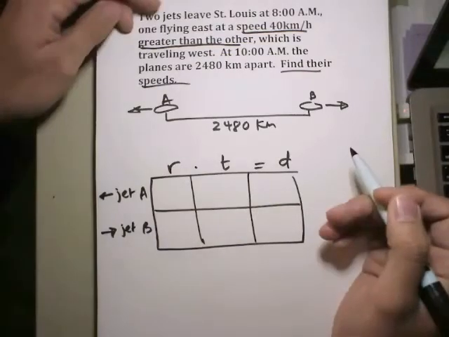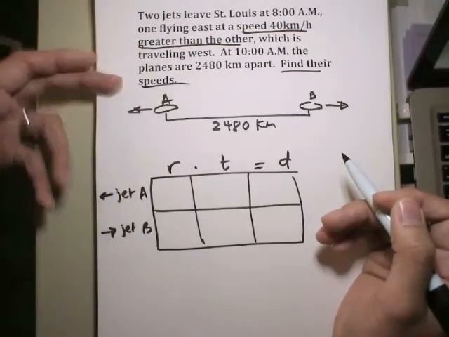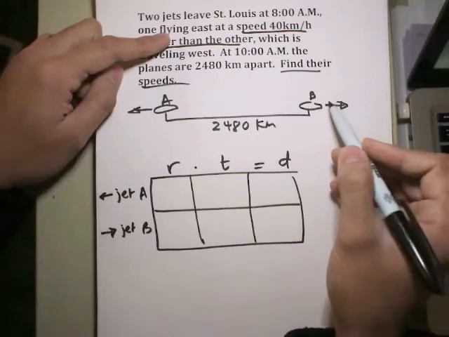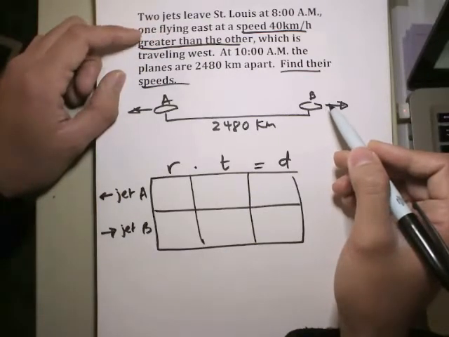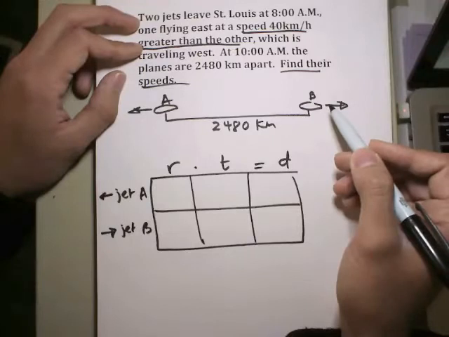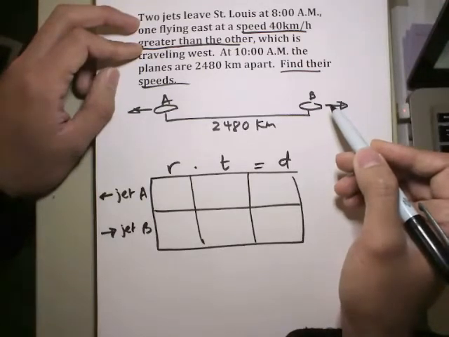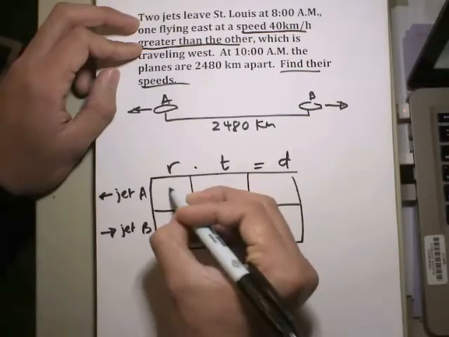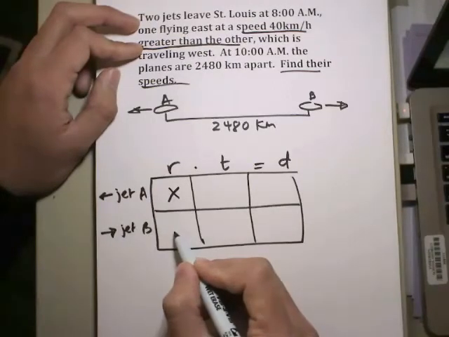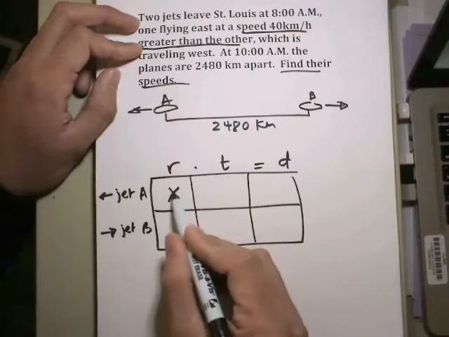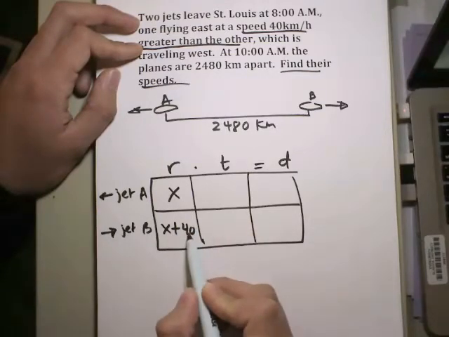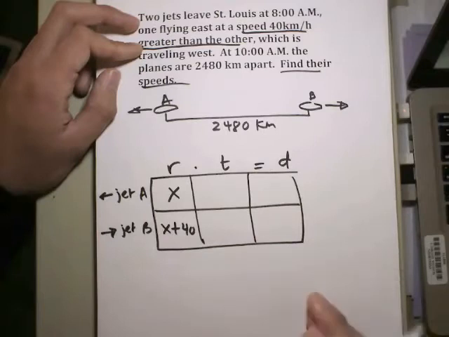Based on this, we don't know the speed of either jet, but we know that the one that's flying east, which is jet B, travels 40 kilometers per hour greater than the other one. That means jet A is traveling slower than jet B, right? But since we don't know what the speed for jet A is, let's declare that as x. For jet B, we know it is traveling 40 kilometers greater than jet A. So can we just say that it is x plus 40? Because we know that it is 40 kilometers greater than jet A, right?